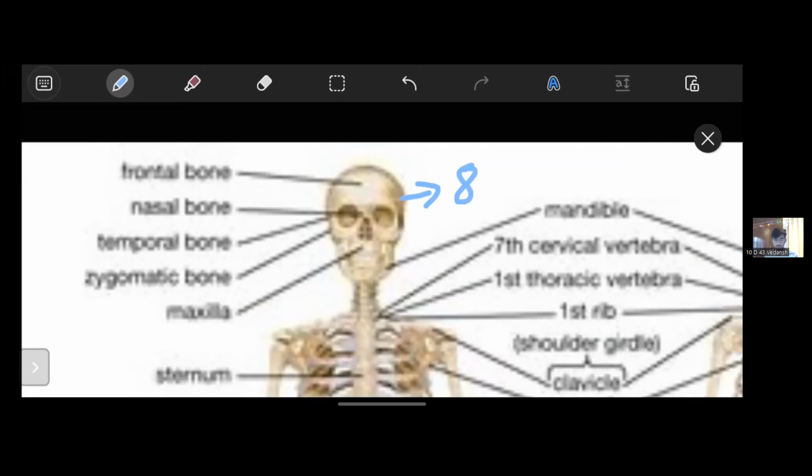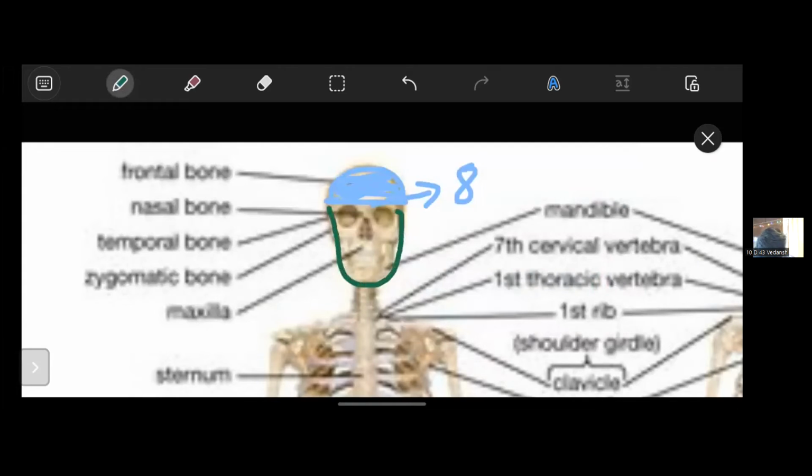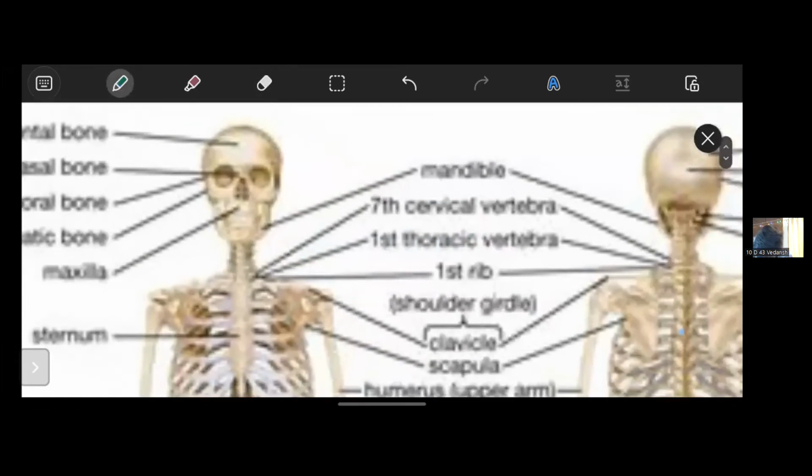Now, 8 bones are in this part, above this, in this whole region. In the other region, which consists of the face, meaning this region, there are 14 bones altogether. That was about the skull. Now let us look at it in detail.